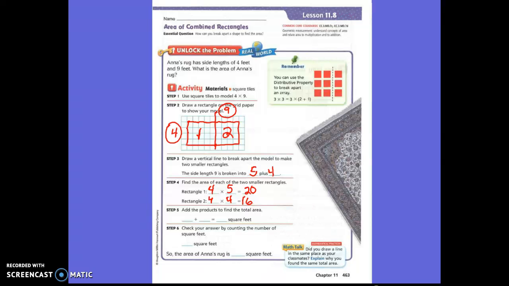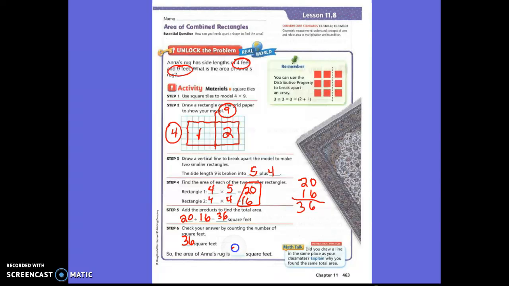But now we need to add these two answers together so we can find the total area of the big rectangle. Okay? So do 20 plus 16. If you need a second to add, that's fine. If you can do it in your head, that's fine. 0 plus 6? 6. Plus, not multiply. 2 plus 1? 3. Okay, you just added 20 plus 16. What does 20 plus 16 equal? 36.